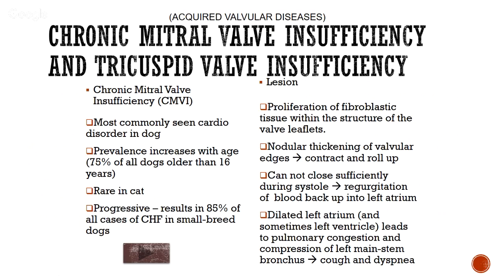Sometimes even the left ventricle gets dilated, and it leads to pulmonary congestion, compression of the left mainstem bronchus, which then will cause cough and dyspnea, especially when they're lying down. So you have this pulmonary congestion that presses on that bronchus, and then you get this cough.